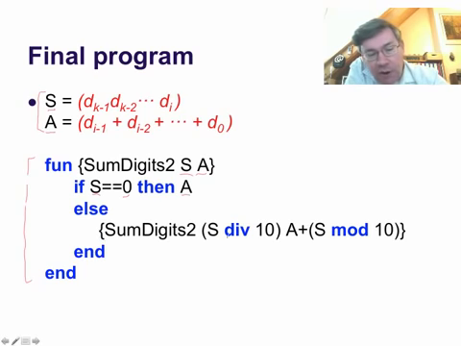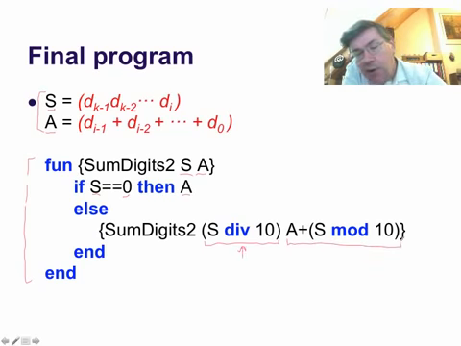Otherwise, we have the recursive call. So we increase i by 1, which is reducing the number by 1, which is removing the lower digit. This is s div 10. And in the other part, we add this lower digit to a.